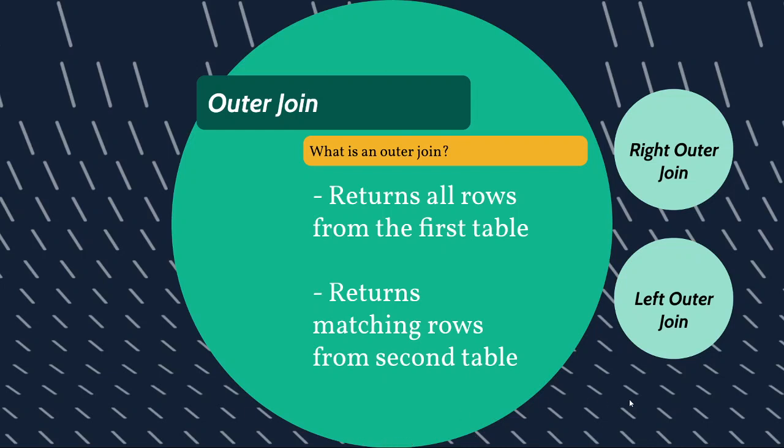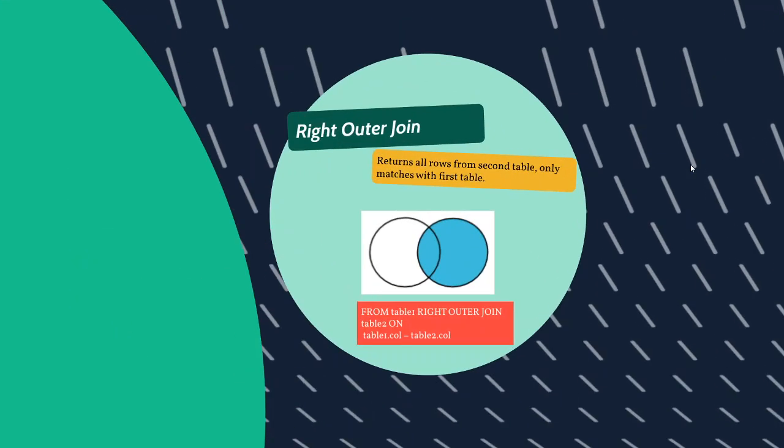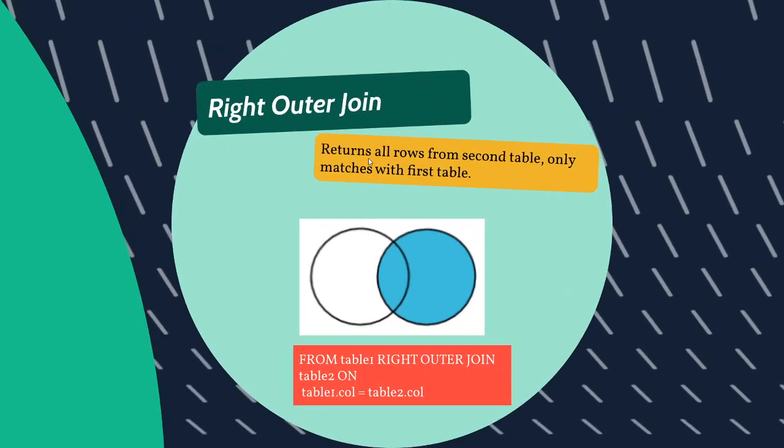And in the outer joins, we have two kinds of joins. We have a right outer join, in which we return all the rows from the second table and only the matches with the first table. So this is a Venn diagram here. It returns all the rows from the second table, which is the right side table, and only matches with the first table. We're going to discuss this in the SQL Server.